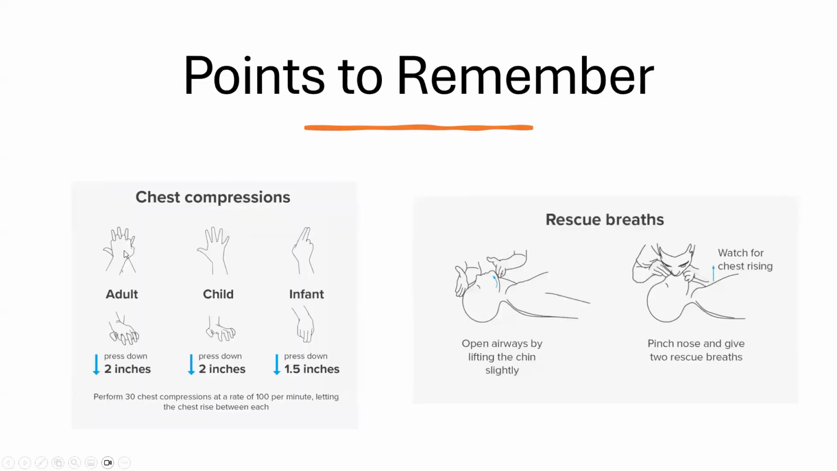So for an adult, this is how we place our hands for the compression. For a child and for an infant. Rescue breaths: open the airway by lifting the chin slightly, watch for the chest rising, pinch the nose and give 2 rescue breaths.